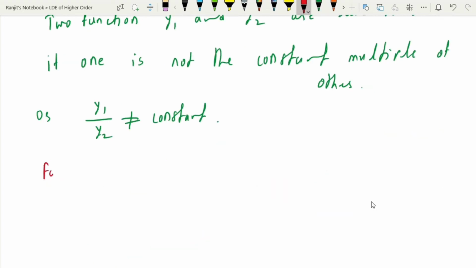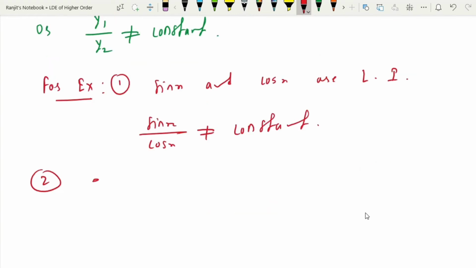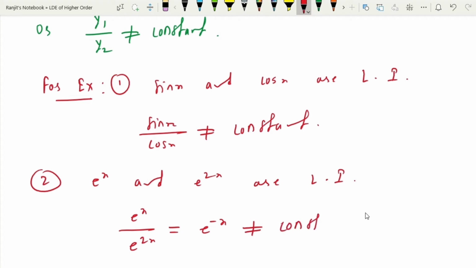For example, sin x and cos x are linearly independent because sin x upon cos x is not equal to a constant, and e^x and e^(2x) are linearly independent because again e^x upon e^(2x) is equal to e^(-x), which is not equal to a constant.